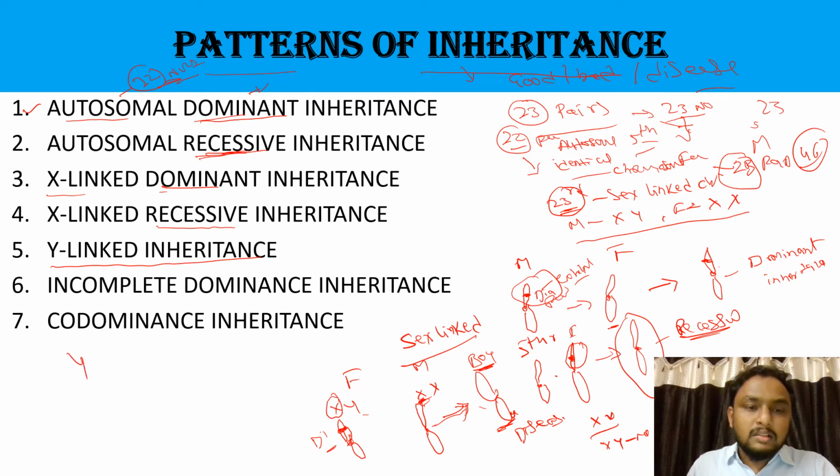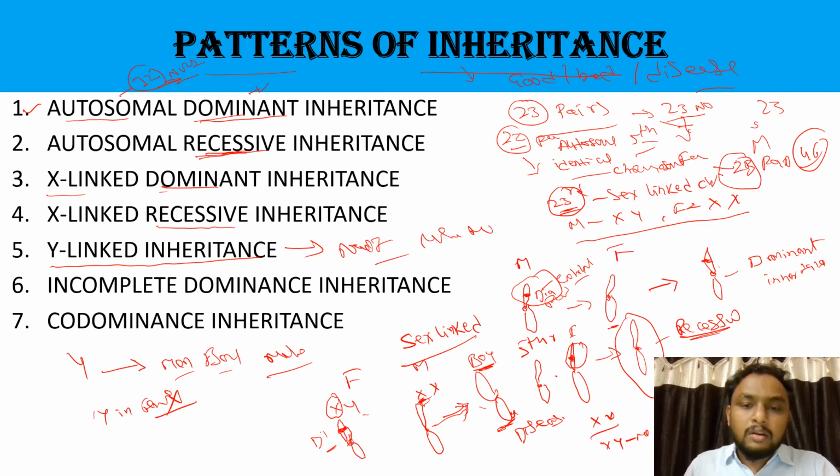Coming to Y-linked inheritance, there is no dominant and recessive. Whatever is happening, it is showing in men only, I mean boys, the male child only, because there is no Y in females. Whether it is dominant or recessive, if it is passing to the next generation, male children are more affected than the females. That is about Y-linked inheritance.